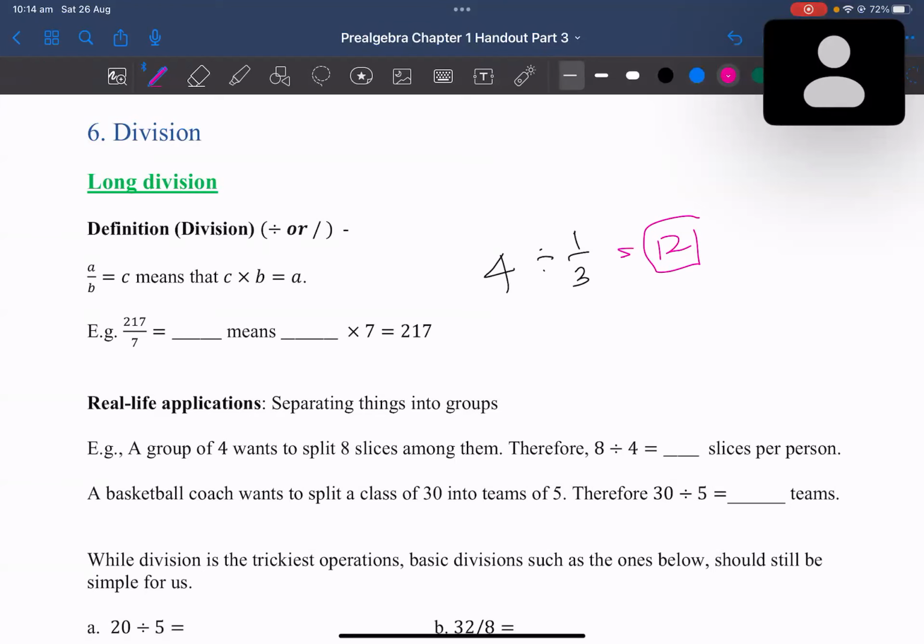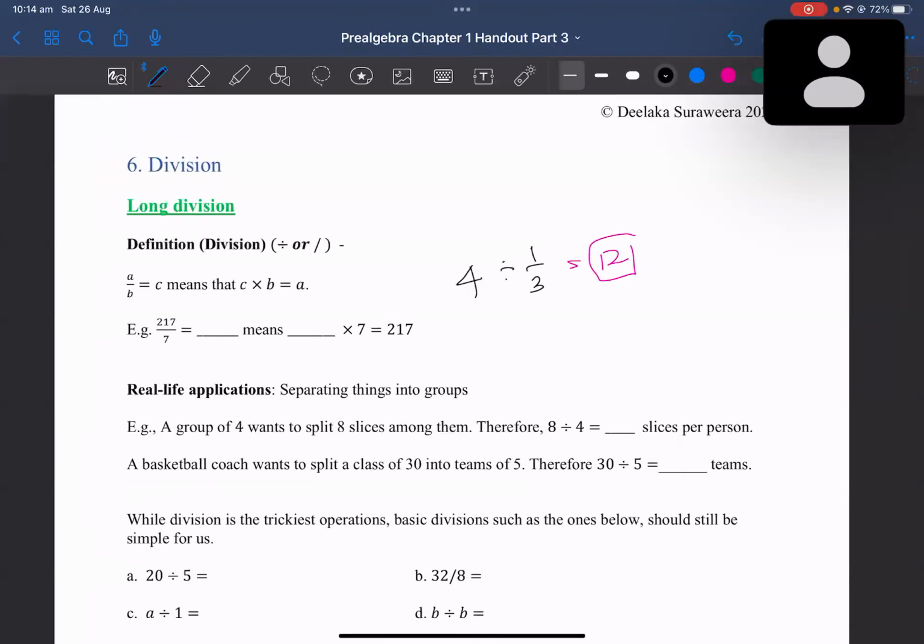Oh, right, is this fraction division? Division by reciprocal. Yeah, and it ends up being multiplication. But if you guys don't get this, we're going to get to this soon. But for now, just accept that it's 12, right?